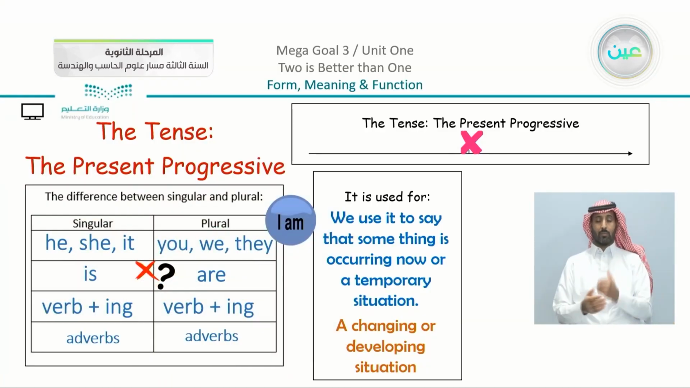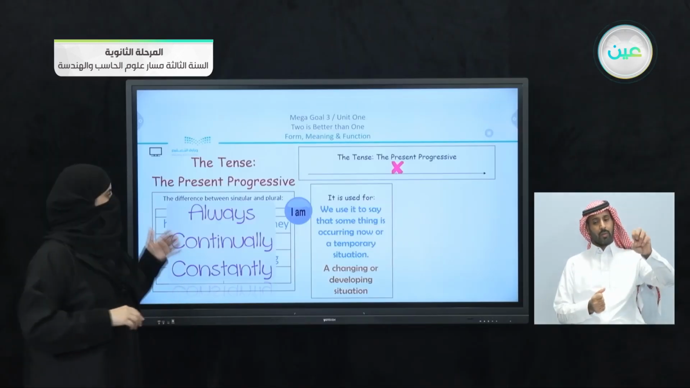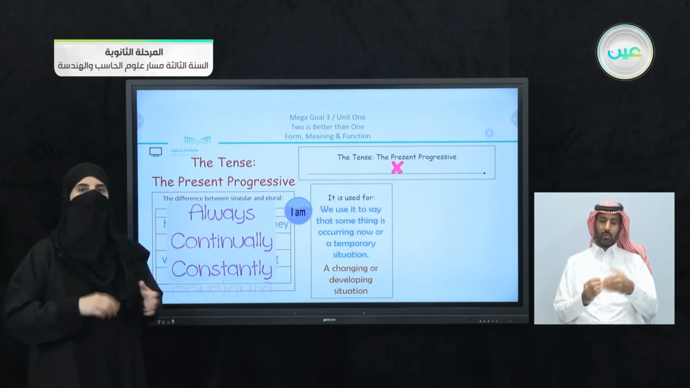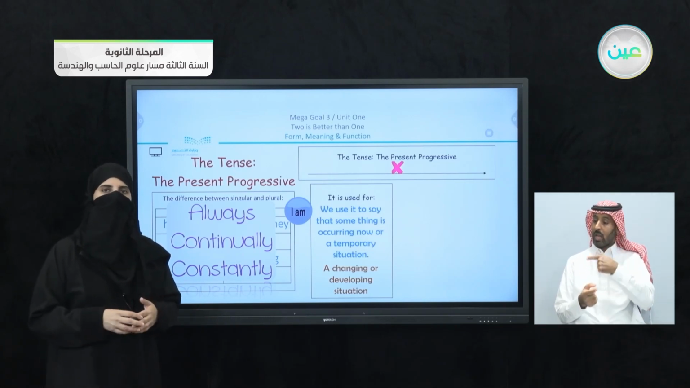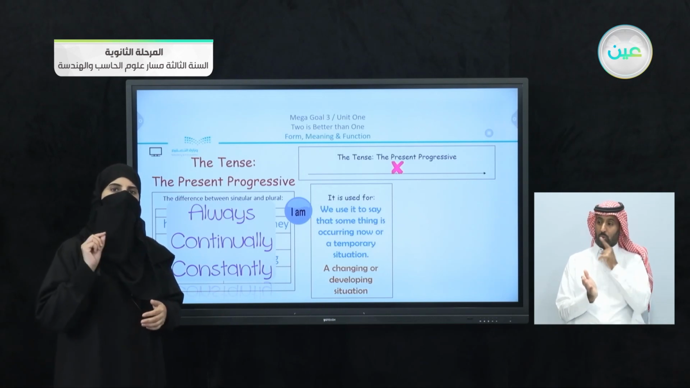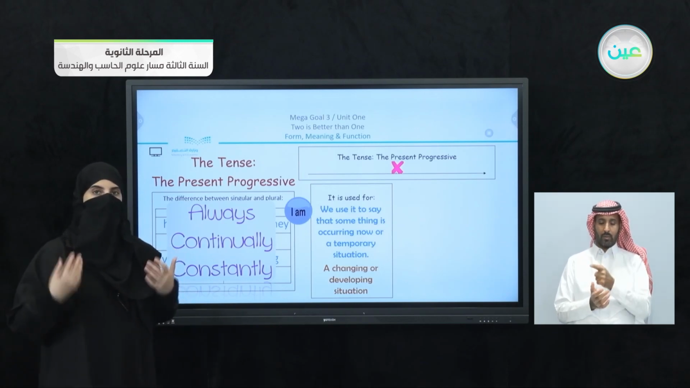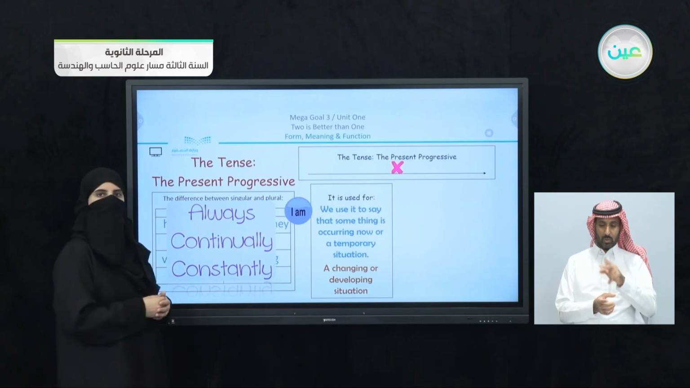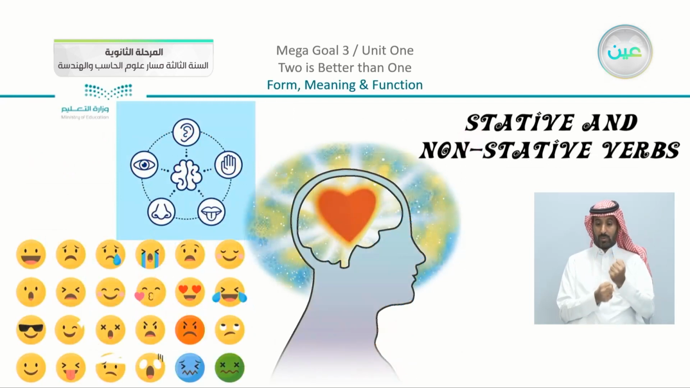To note something as well, we can use adverbs. The adverbs that we have here, like for example, always, continually, and constantly, can be used with the present progressive. I can say, for example, she is always talking in class. Or you are continually using your phone. So we use the adverbs with the present progressive just to show some kind of emphasis. So we have the two structures, the present simple and the present progressive.